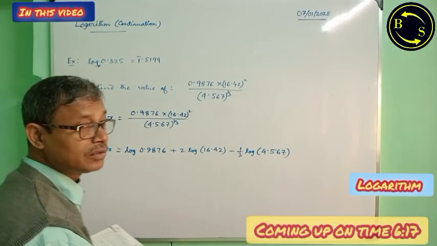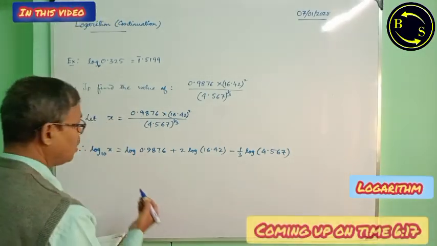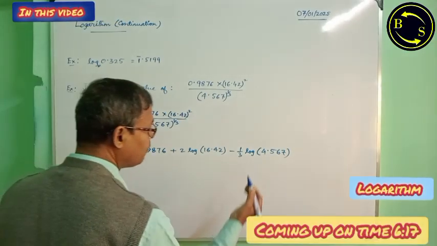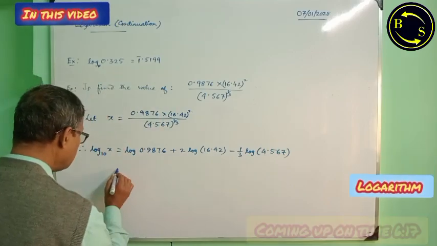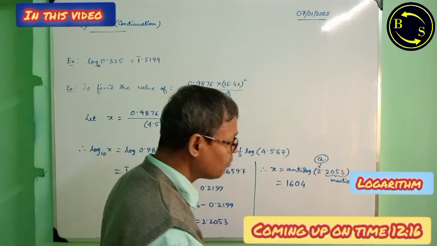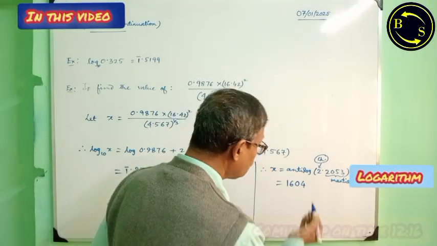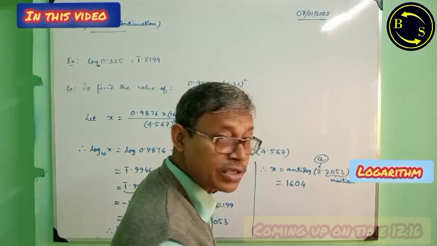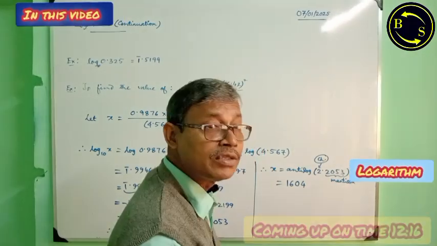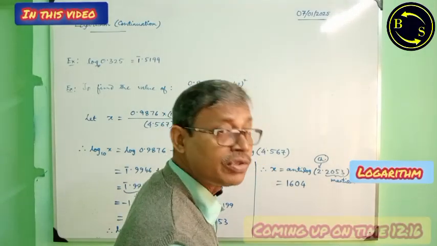We have applied the operation log, and after that we have applied the formula related to log. Then we get this one. Now this determines the position of the decimal point. 2 is there, therefore before the decimal point in the original number there are 3 digits.